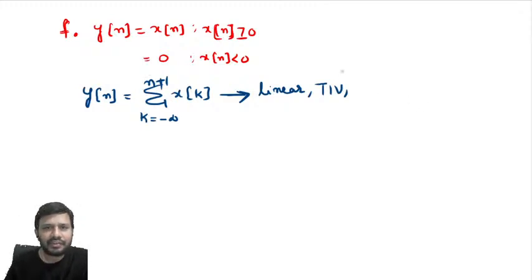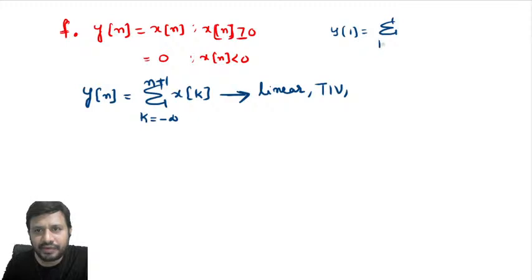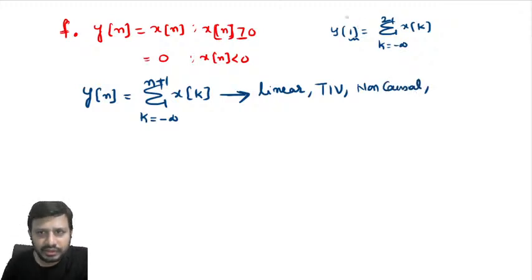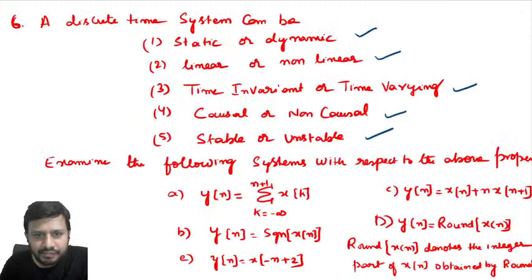Now causality. If you are going to calculate the output at 1, you are coming from minus infinite to 2 of the values of input. What is y of 1? y of 1 is summation k varying from minus infinite to 2 of x of k. You are calculating the output at 1, for which you are using values of input from minus infinite to 2. So it is non-causal, right?